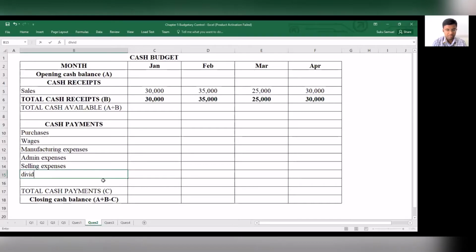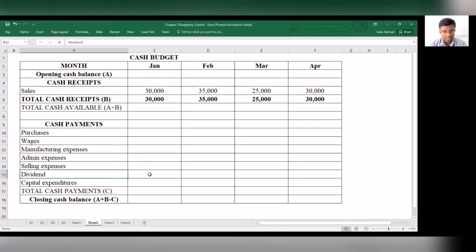We have payment of dividend. Dividend was mentioned in the additional information. Also, we have some capital expenditures. So these are the details conveyed to us in the additional information. Now let's fill out these details.